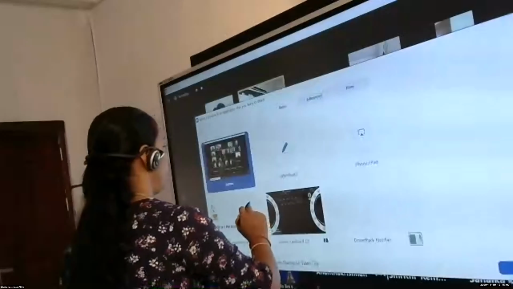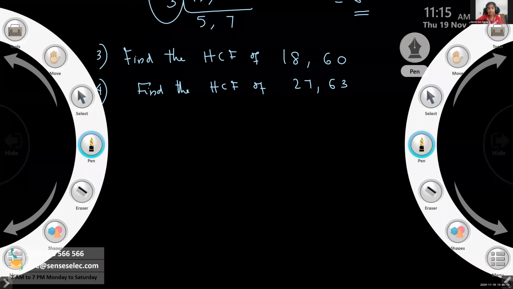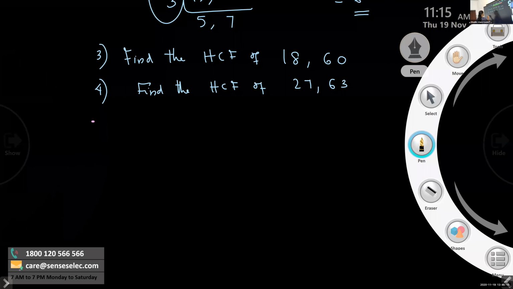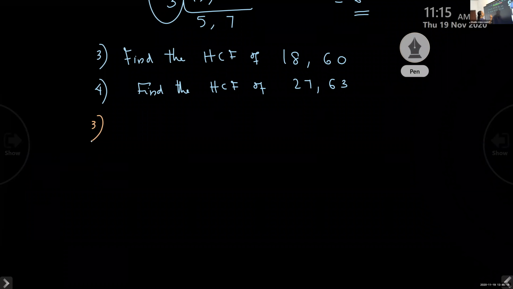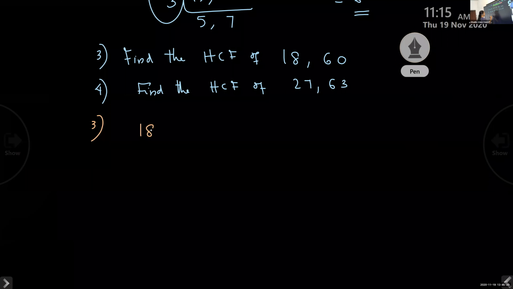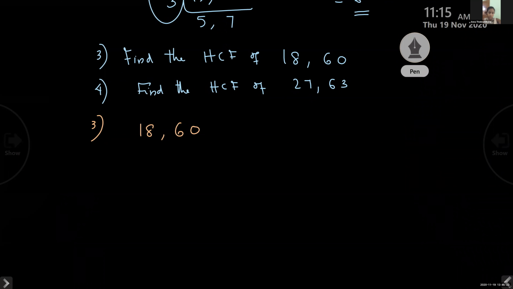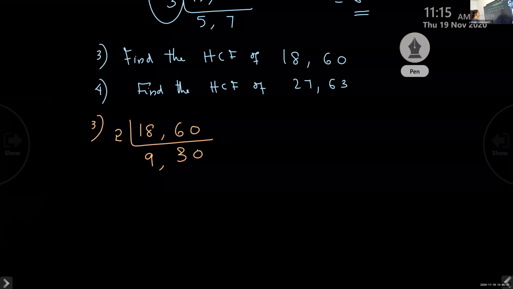Okay. So we'll do it now. I hope you got the answer. Yes, ma'am. So we'll do the third one first. HCF of 18 and 60. Both the numbers are even numbers, so we'll divide with 2. 9 and 30. Next, even though we can divide 30 by 2, we are not taking it.